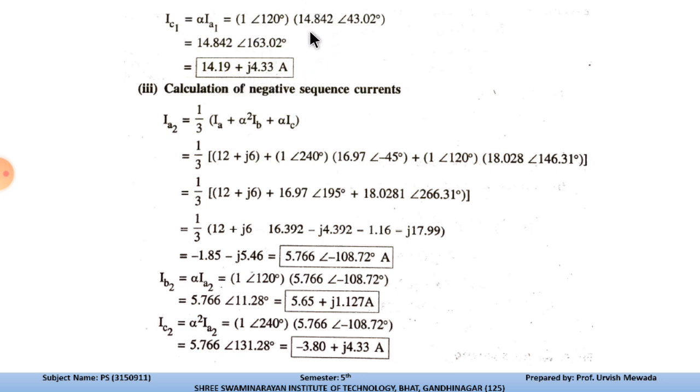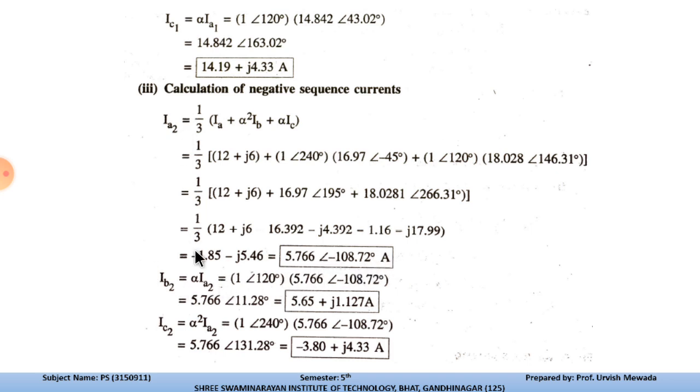Now we are calculating the negative sequence current. For negative sequence current, this is the equation that we have derived in the previous case, that IA2 is equal to 1/3 of IA plus alpha square IB plus alpha IC. Now we have all the values which are given over here. So by putting those values, we will have the solution of IA2 in A plus jB form, that is minus 1.85 minus j 5.48. So we can convert this A plus jB form into R angle theta, which is 5.766 at angle minus 108.72 ampere.